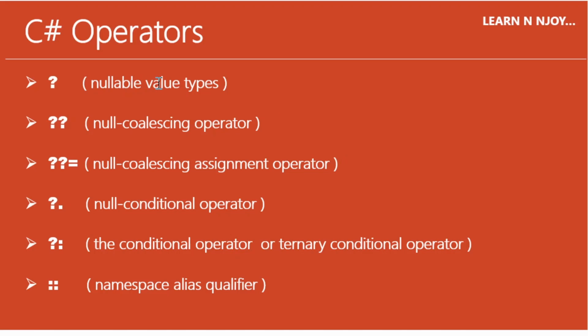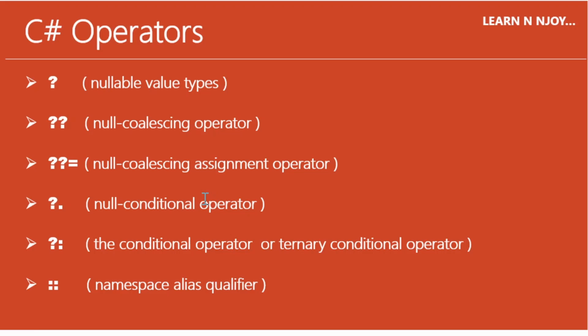First of all, I will talk about the question mark operator, which is known as the nullable value type. What it is, how to use it in a program, and its associated benefits and limitations. Second, we will look at the double question mark operator, which is known as the null-coalescing operator. Next, we will see the double question mark equal sign operator, which is the null-coalescing assignment operator. What it is and how it helps us to solve some sort of problem.